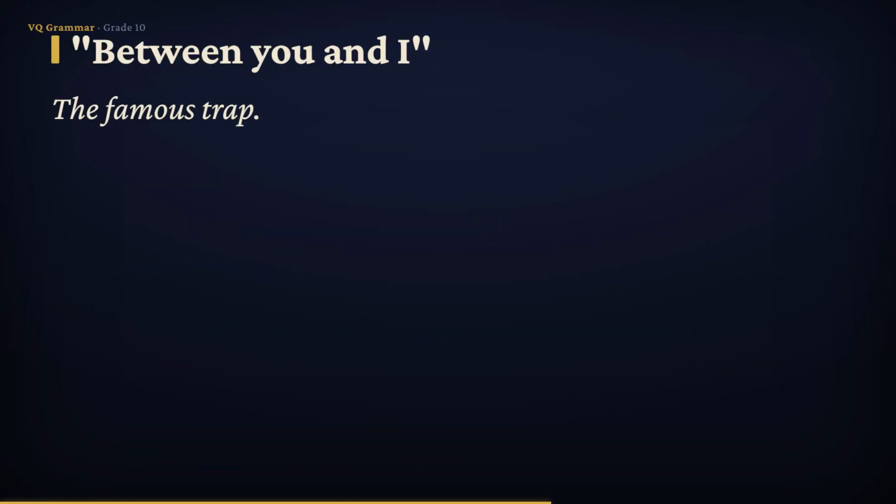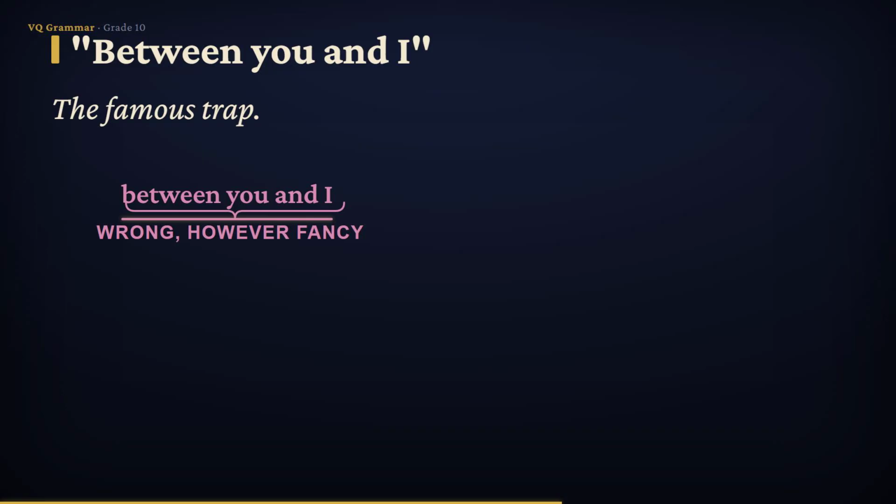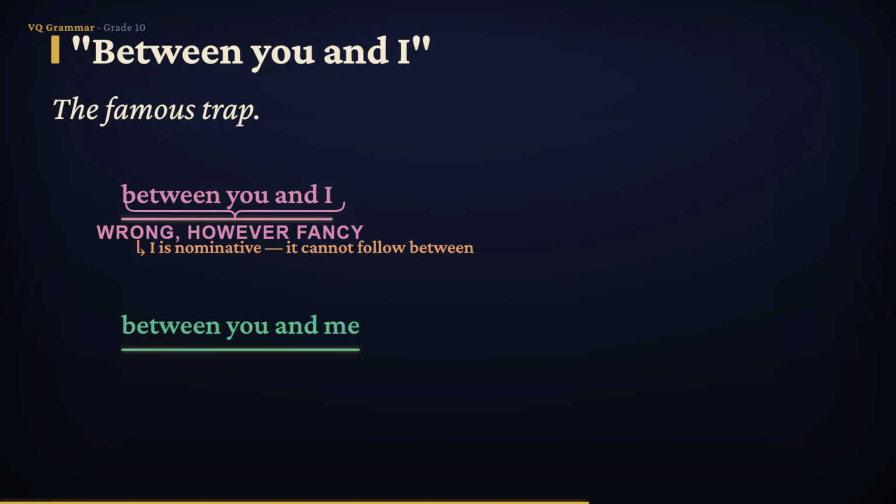Let's finish with the trap you hear everywhere, between you and I. It sounds polished. It sounds careful. It is wrong. Here's why. I is a nominative pronoun. It exists to be a subject. And between is a preposition. A preposition takes an object, and objects call for the objective case. So the pronoun after between has to be me, between you and me.